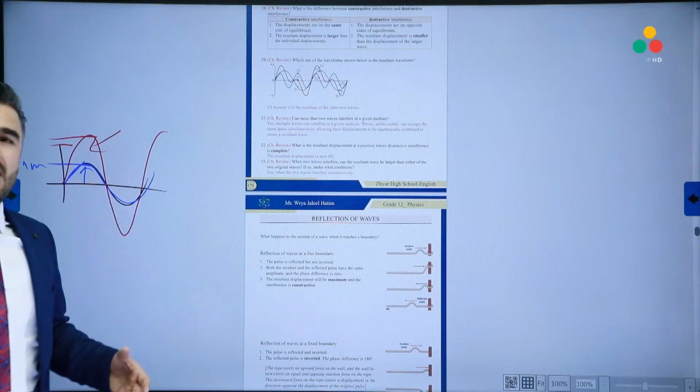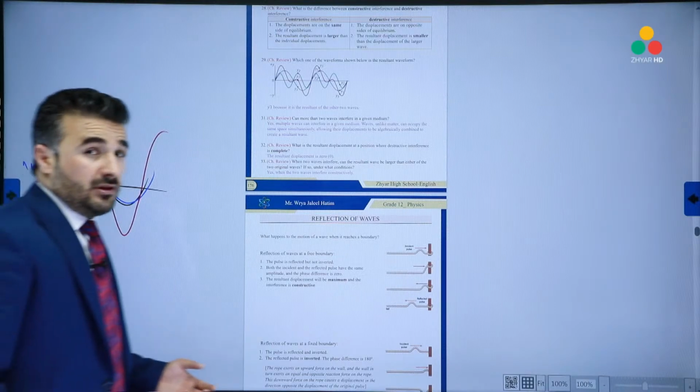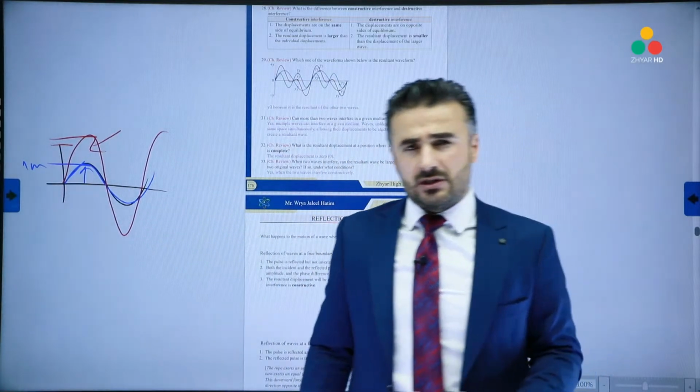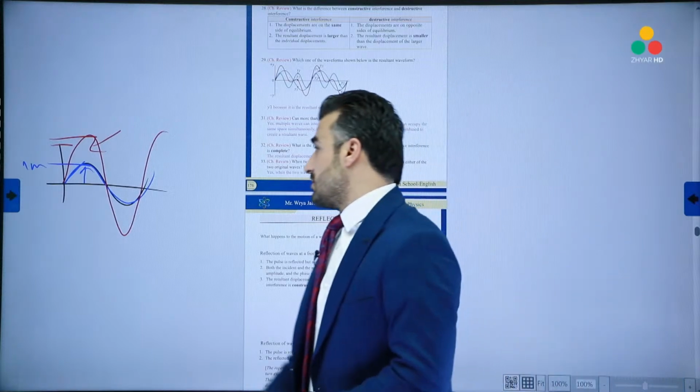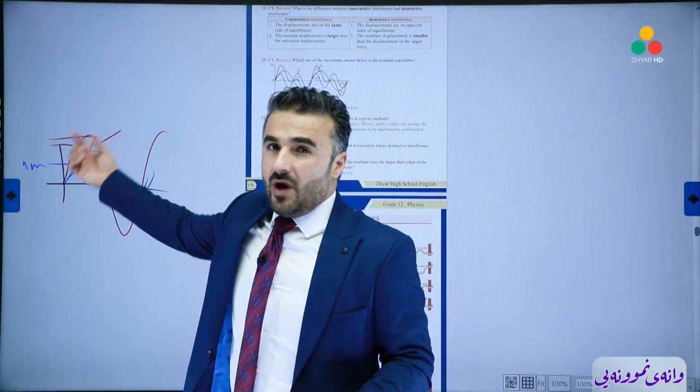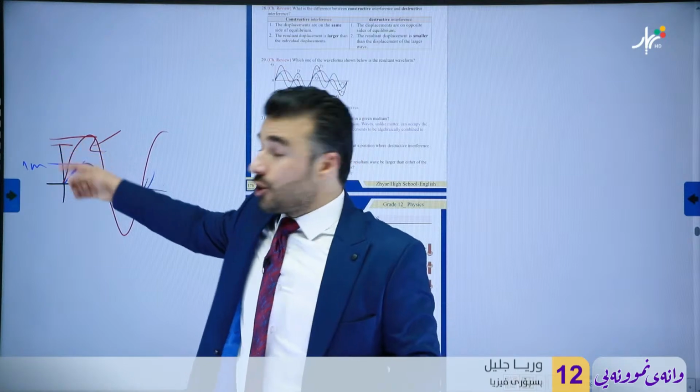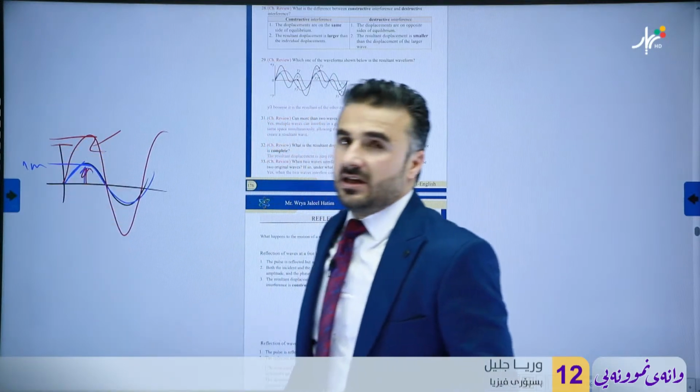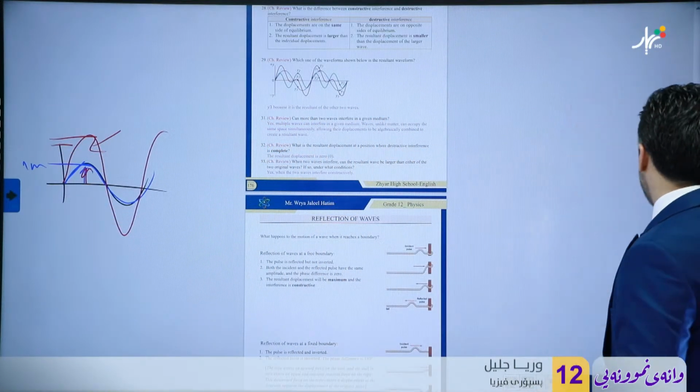But will this be true in destructive interference? No, the answer is no. So yes, we will have a wave whose displacement is larger than the displacement of each individual wave, as you can see here.